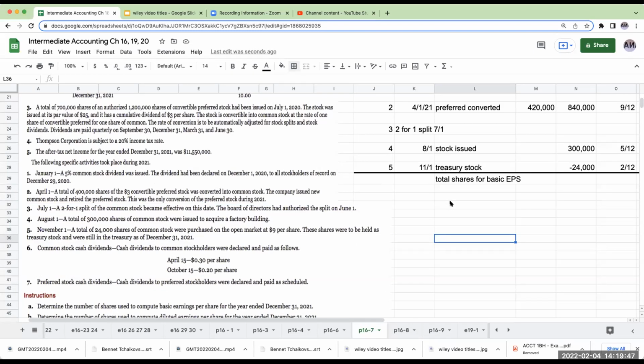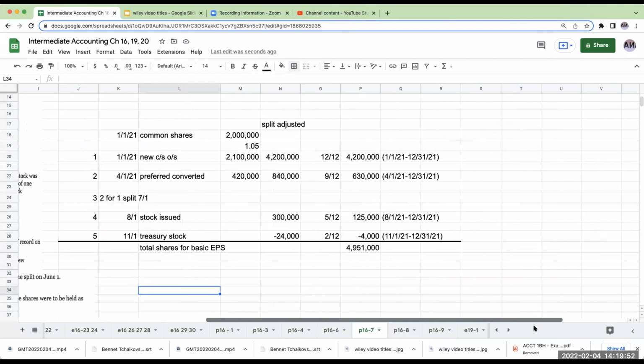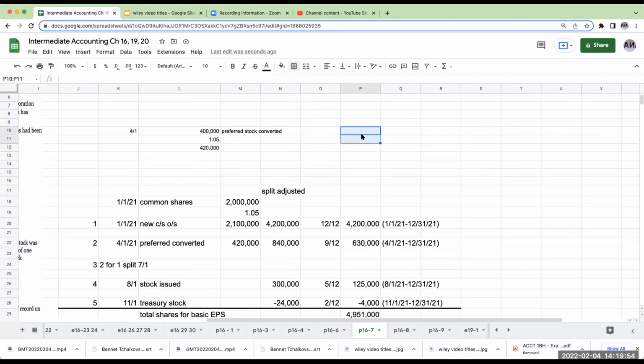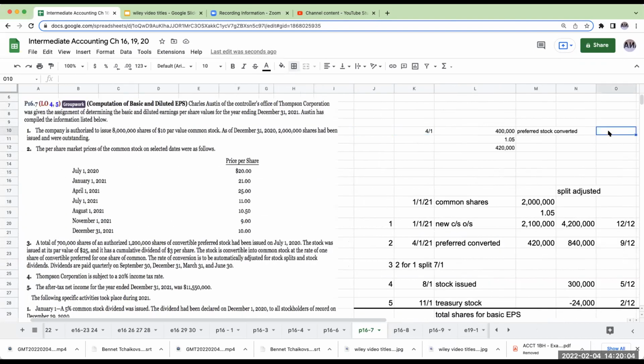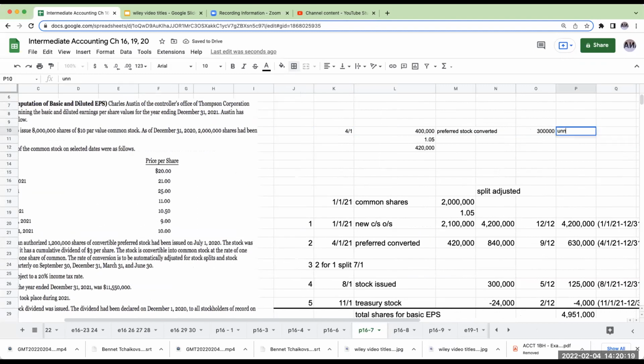So when we go through and we look at this, we're going to go ahead and say, all right, if we had the convertible preferred, let's take a look at it like this. I had a total of 700,000 shares that were going to be issued as a result if the preferred stock was converted. 400,000 of these were converted. 300,000 of these were not. So this is unconverted preferred stock.